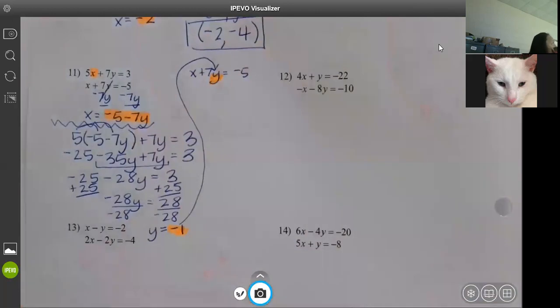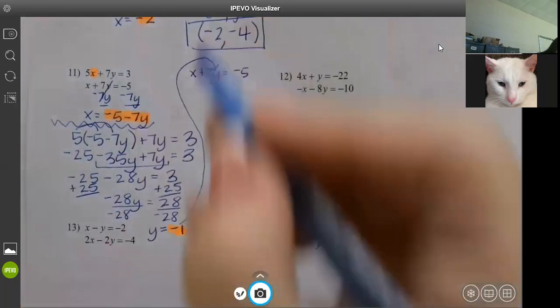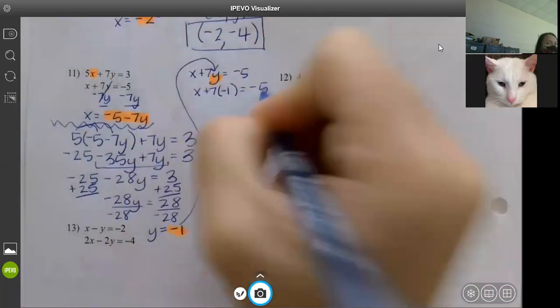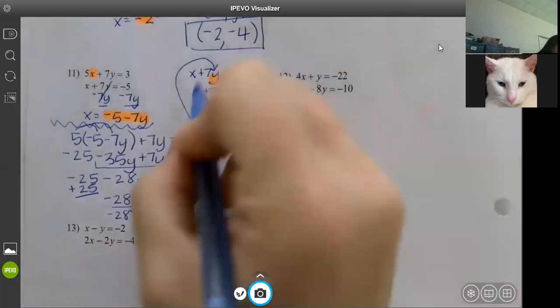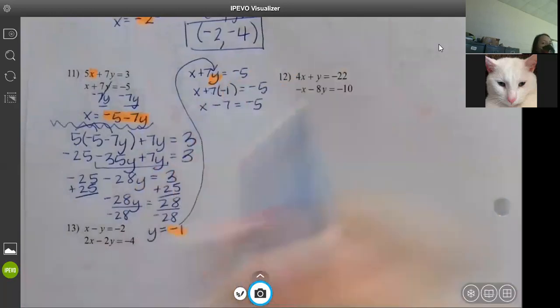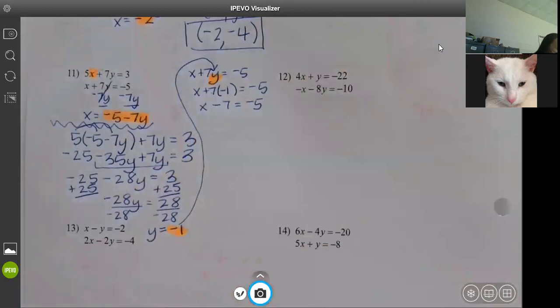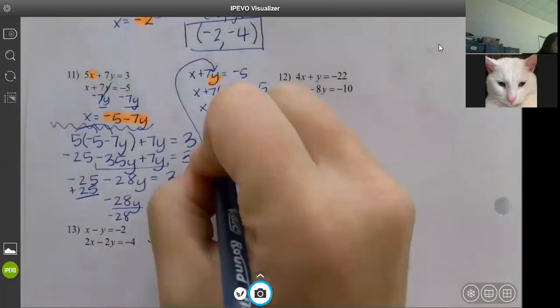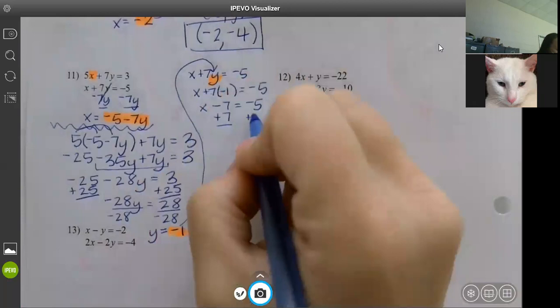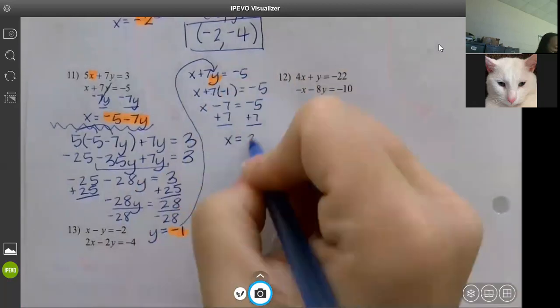I will tell you that this set right here are the longest problems that you're going to solve this week. Okay, they are the longest ones. So x plus 7 times -1 equals -5. Distribute or multiply. 7 times -1 is -7. And then how do I solve? Not add negative, but just add, right? Just add. So we get x equals -5 plus 7 is 2.